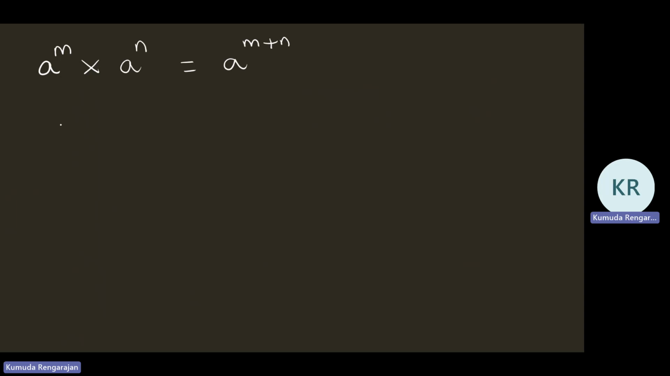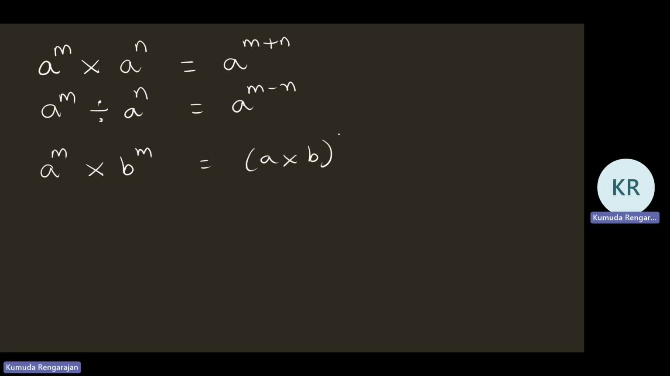I'll write everything and then explain. A raised to the power m divided by a raised to the power n is equal to a raised to the power m minus n. A raised to the power m into b raised to the power m is equal to a into b, the whole raised to the power m. A to the power m divided by b to the power m is equal to a divided by b, whole raised to the power m.